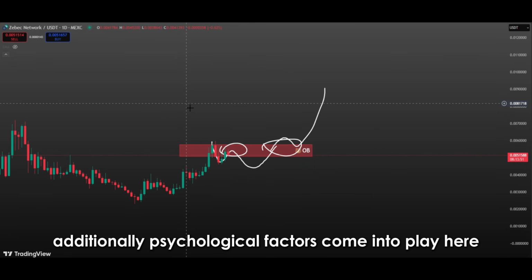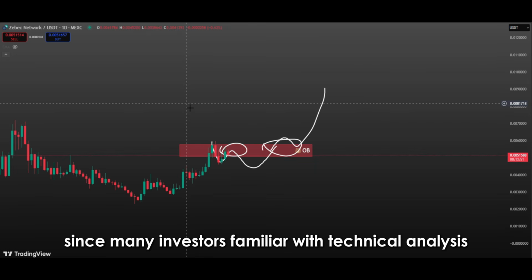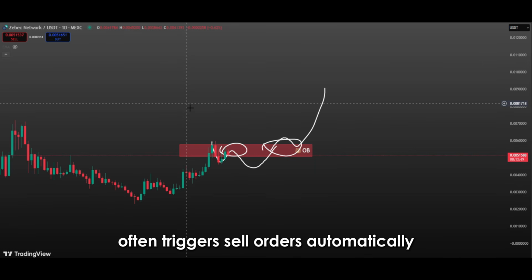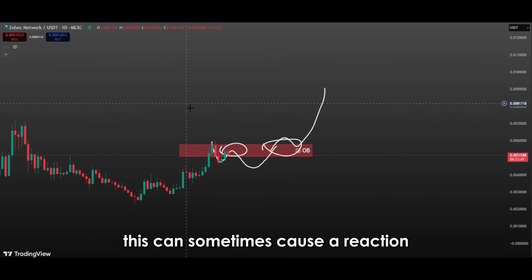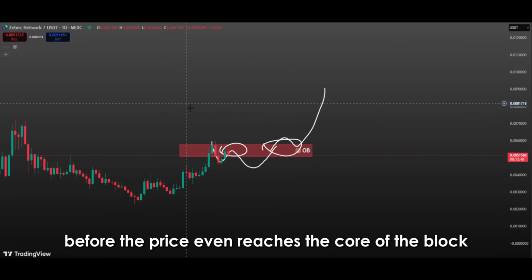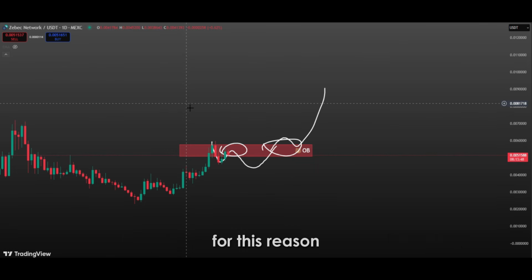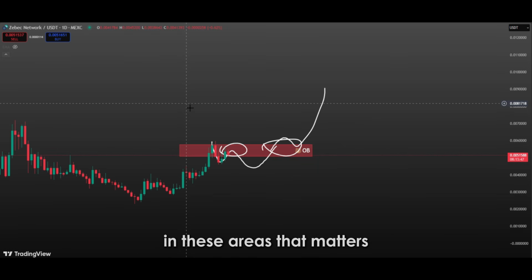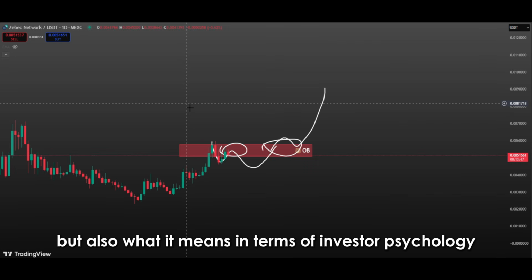Additionally, psychological factors come into play here. Since many investors familiar with technical analysis are aware of these blocks, just the approach of the price to this level often triggers sell orders automatically. This can sometimes cause a reaction before the price even reaches the core of the block. For this reason, it's not only the numerical aspect of the price action in these areas that matters, but also what it means in terms of investor psychology.